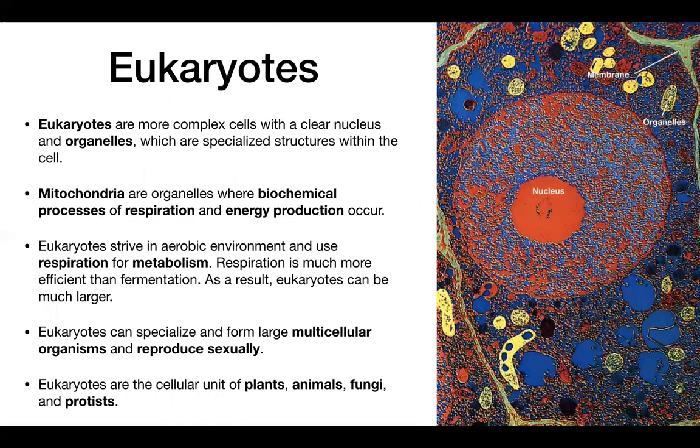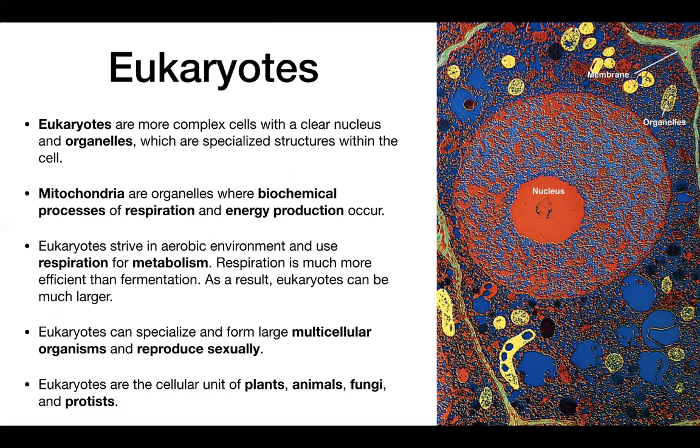Eukaryotes are more complex, larger cells, equipped with a clear nucleus and organelles, which are specialized structures within the cell. Mitochondria are a type of organelle where the biochemical processes of respiration and energy production occur. Eukaryotes thrive in aerobic environments and use respiration for metabolism. Respiration is much more efficient than fermentation. As a result, eukaryotes can be much larger.